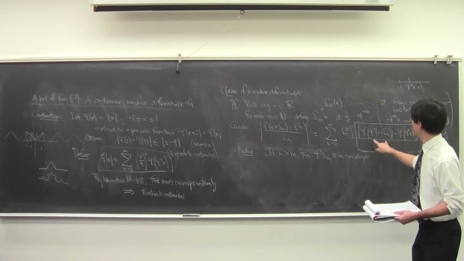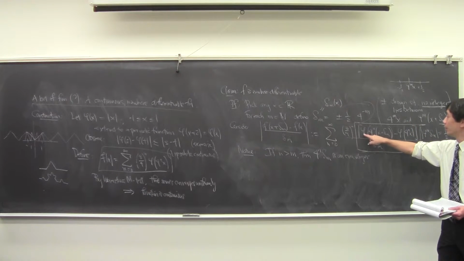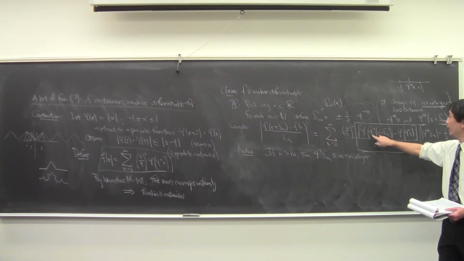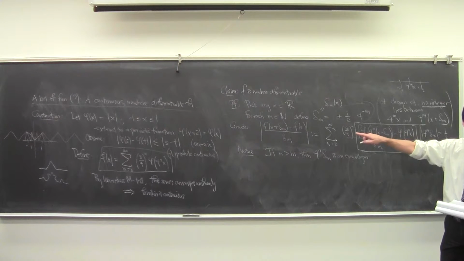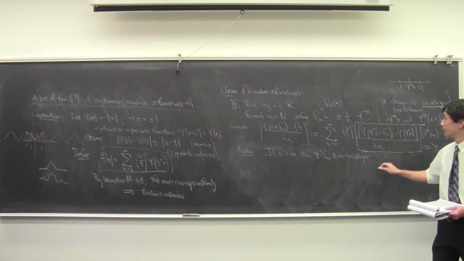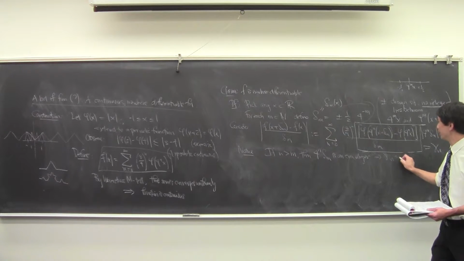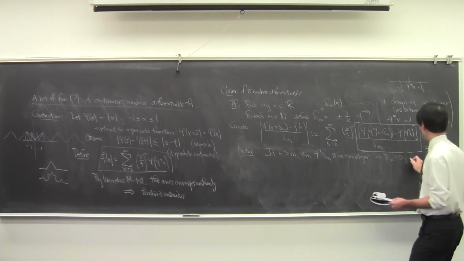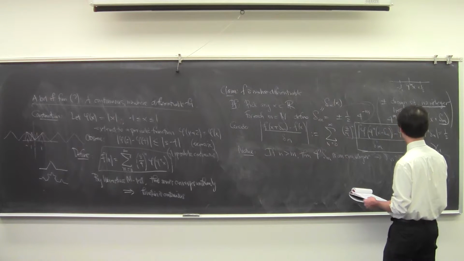Okay. And so what you get then is phi at some point plus an even integer minus phi at that point. But phi was periodic of period 2, so it's 0. So then gamma sub n is 0, because phi was periodic.